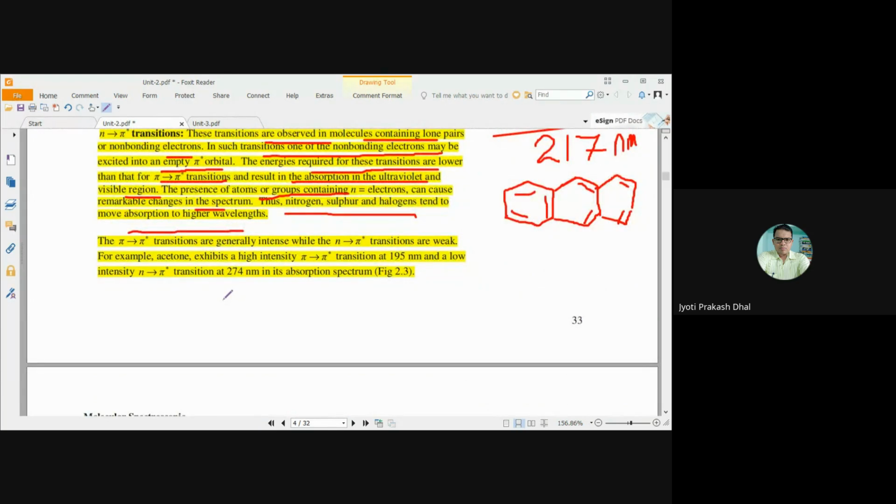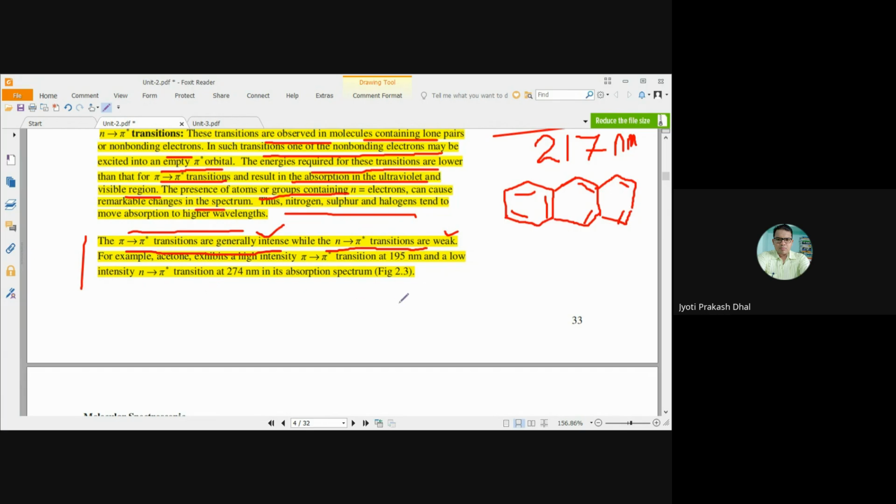Now, the second factor is that the pi to pi star transitions are generally intense, although they take place at shorter wavelength. But the n to pi star transitions take place at longer wavelength, but these are weak. Pi to pi star transitions take place at shorter wavelength and are intense, while the n to pi star transitions occur at longer wavelength, but are weak.